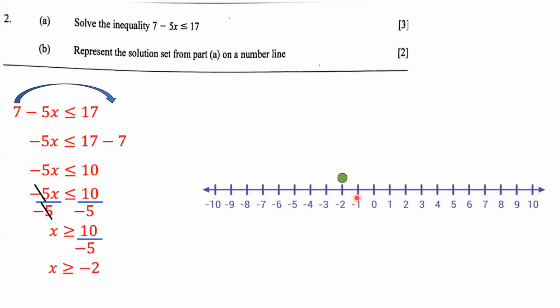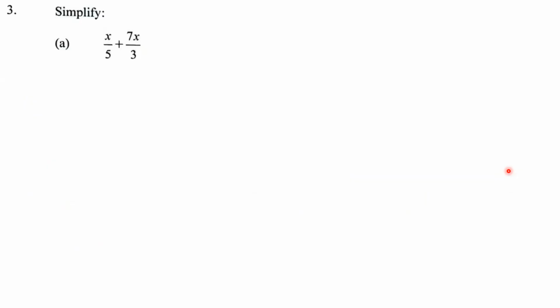So the numbers that are greater than negative 2 would be negative 1, 0, 1, 2, 3, 4, 5, 6, 7, 8, 9, 10, all in this direction. So our arrow would be going in this direction to the right. Let's move on to question number 3.